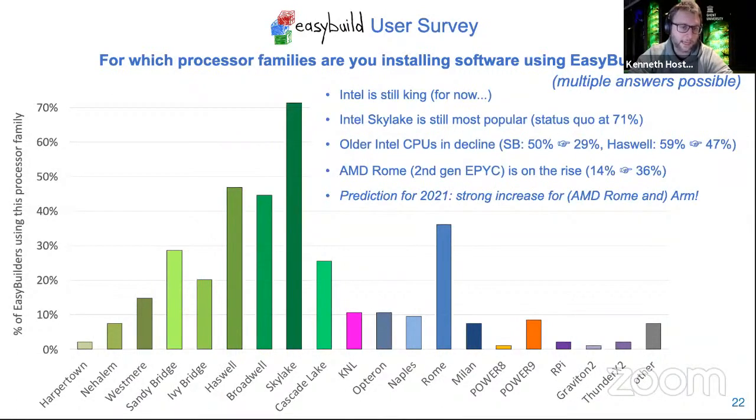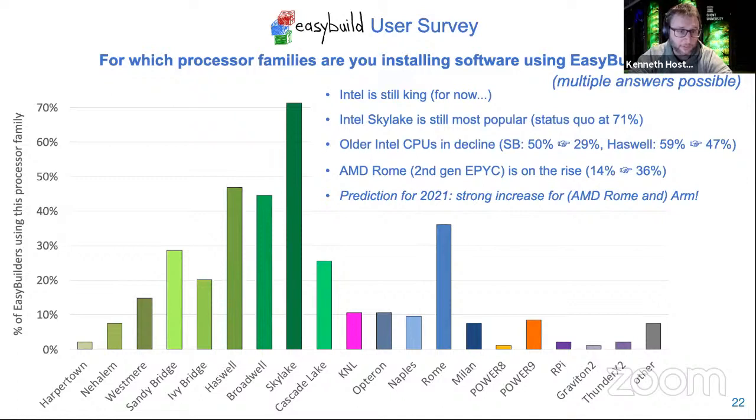No surprise here, AMD Rome is now at 36%, so it has seen a big increase compared to last year when it was only at 14%. So the second generation EPYC AMD processors are becoming quite popular in the community, and there's no real surprise there.